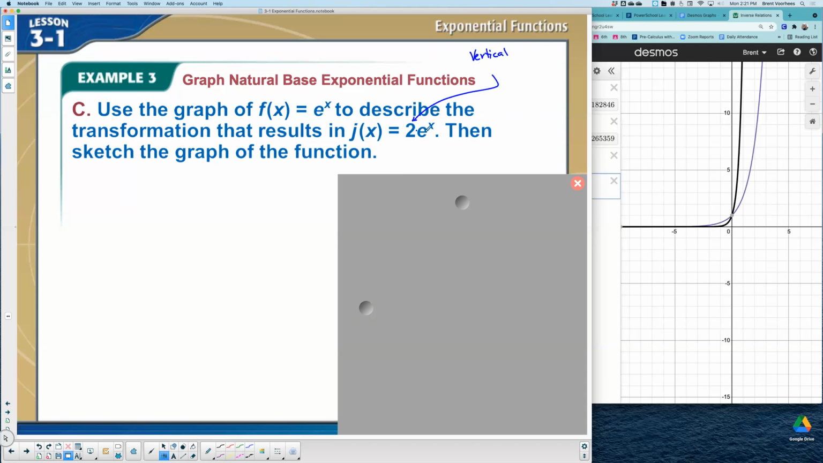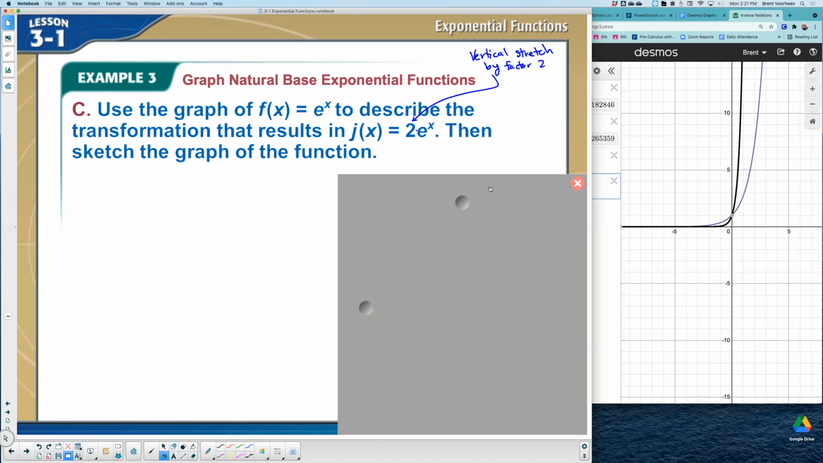Is that inside or outside? Outside. So does it tell the truth or lie? Truth. So this is going to be a vertical stretch by factor 2. By factor just means you're multiplying.